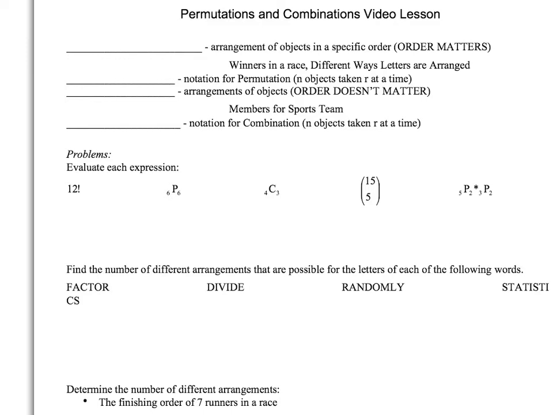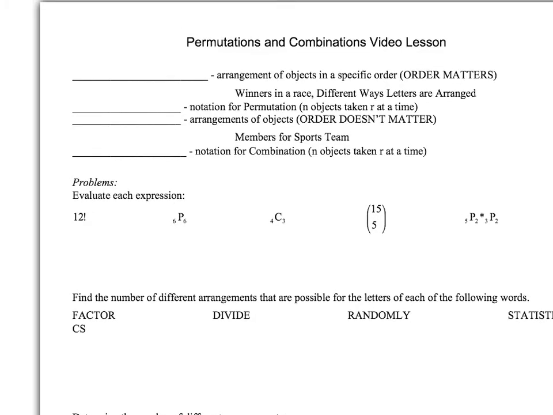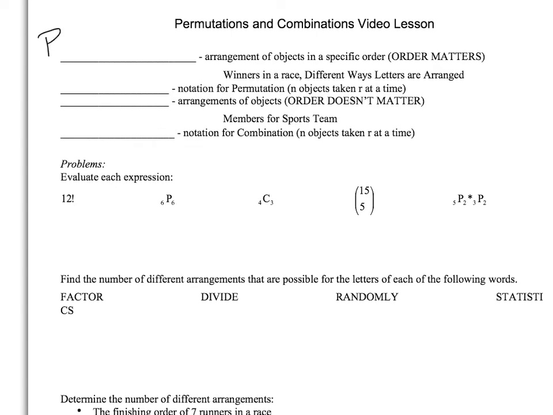If I care about the order, like I care about arranging things and the order does matter, it's called a permutation. For example, winners in a race or different ways letters are arranged, we could use a permutation. The notation for permutation is nPr. N is the number of total objects you have, R is how many you are ordering.